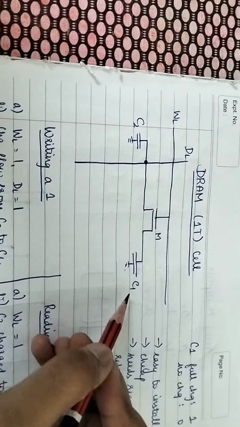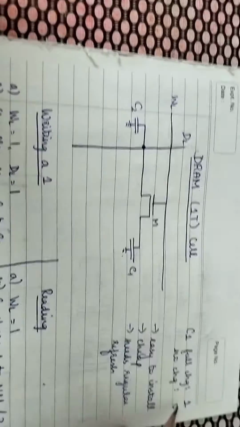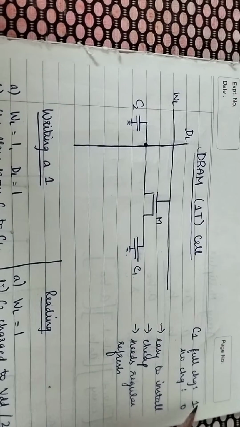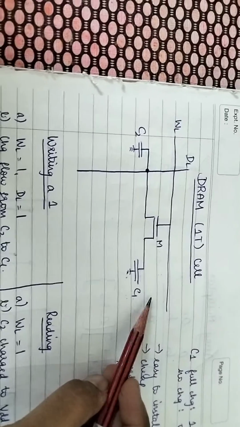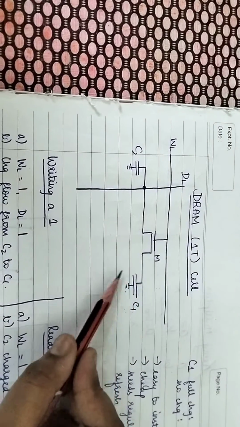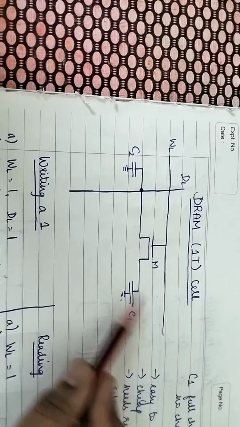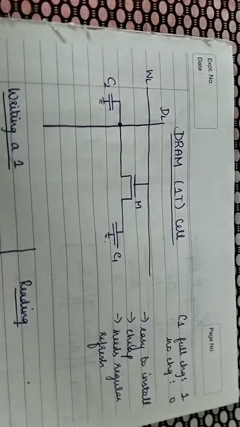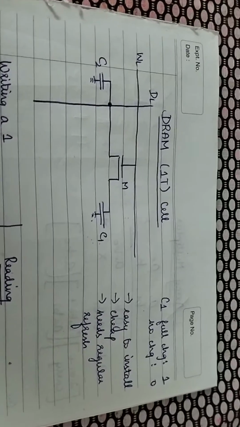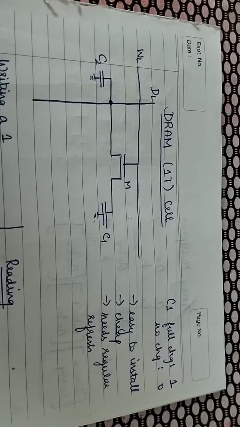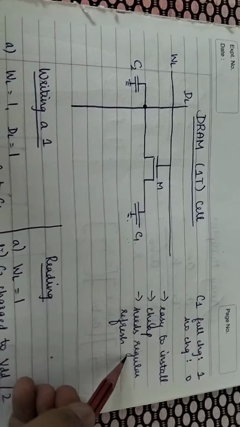So this C1 is a capacitor. If it is fully charged, we say the data stored in the cell is a 1. If there is no charge, if the charge is emptied, we say the data stored is a 0. So any data in a dynamic RAM cell is stored in terms of the contents of the capacitor, which is why as the capacitor keeps draining itself, the data is going to become lost, which is why you need to keep recharging the capacitor. That is what we studied over here.